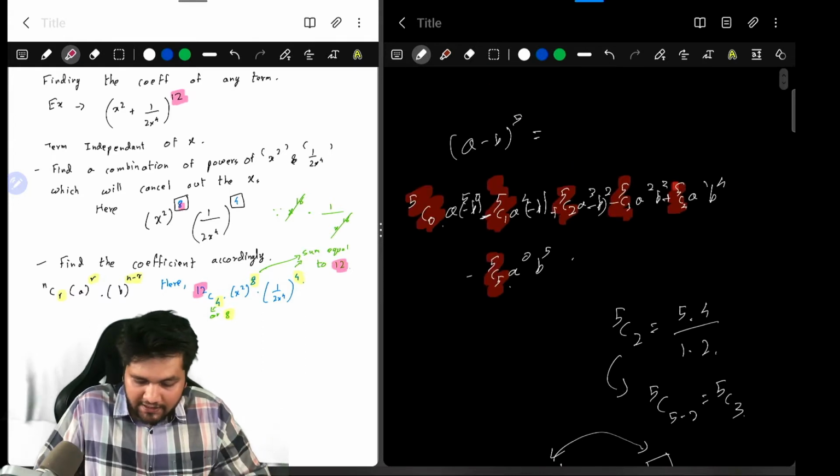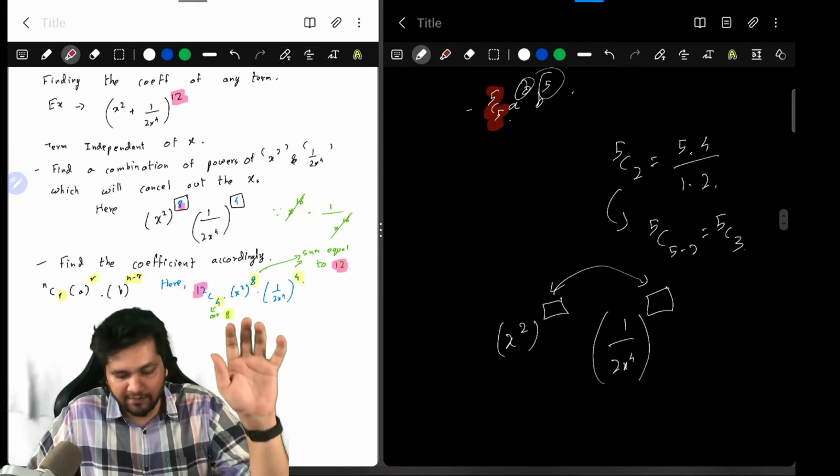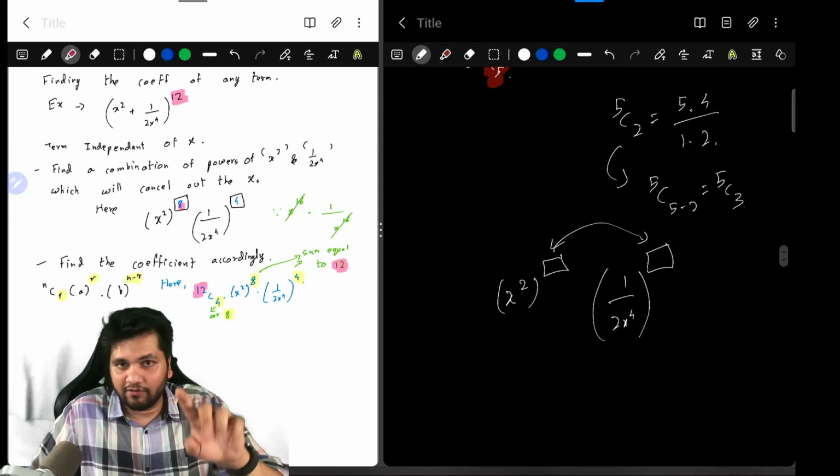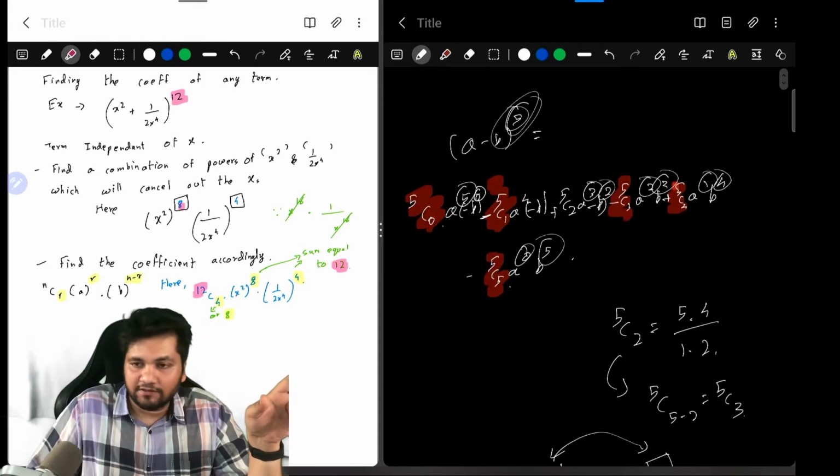Okay, because we can see it here also. Here it is a to the power of 5, b to the power of 0, sum is 5. Then here 3 and 2, 5. Here 2 and 3, 5. Here 1 and 4, 5. Here 0 and 5, 5. So always remember that the first term's power and second term's power, the sum is always going to be equal to this power.